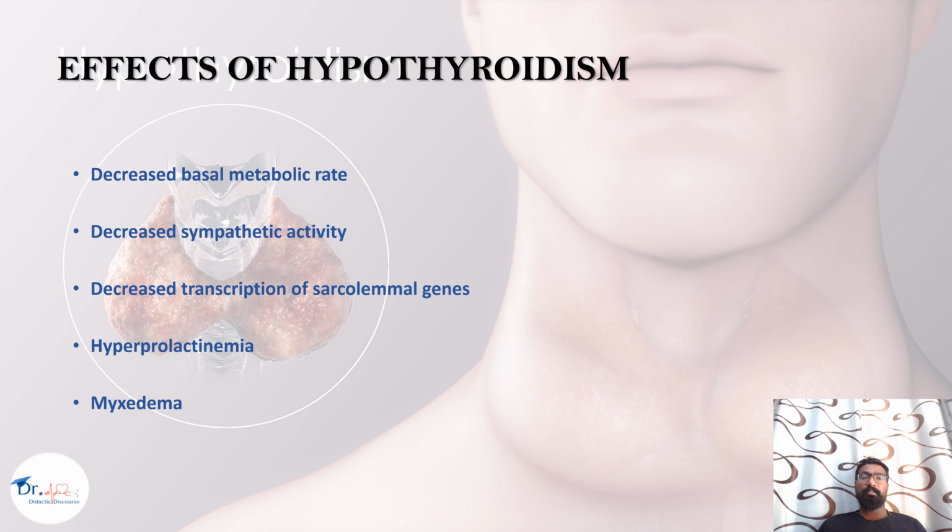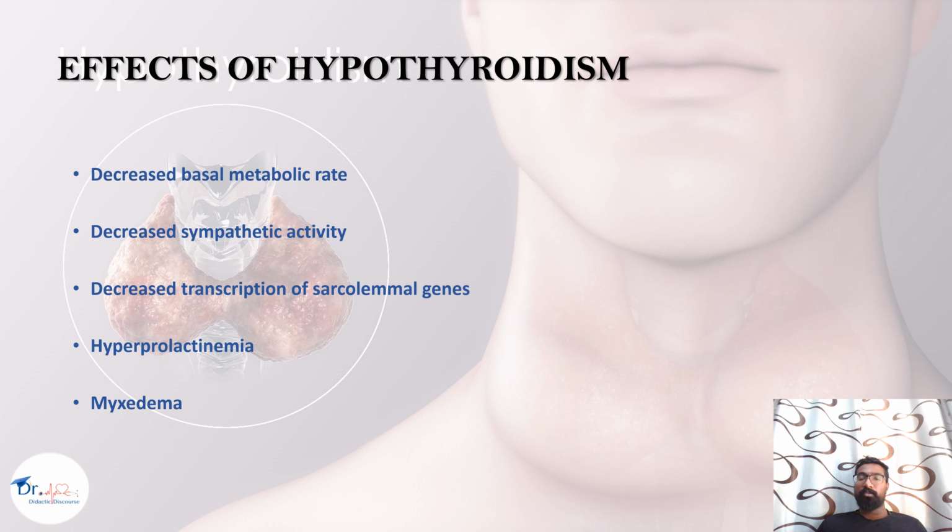So the next effect is decreased sympathetic activity. We all know the thyroid hormones interfere with the sympathetic nervous system, as a result of which there is decreased sweating, and the patient has constipation because of decreased gastrointestinal motility, and also the patient has bradycardia. And coming to the decreased transcription of sarcolemmal genes, we got to know what is sarcolemma.